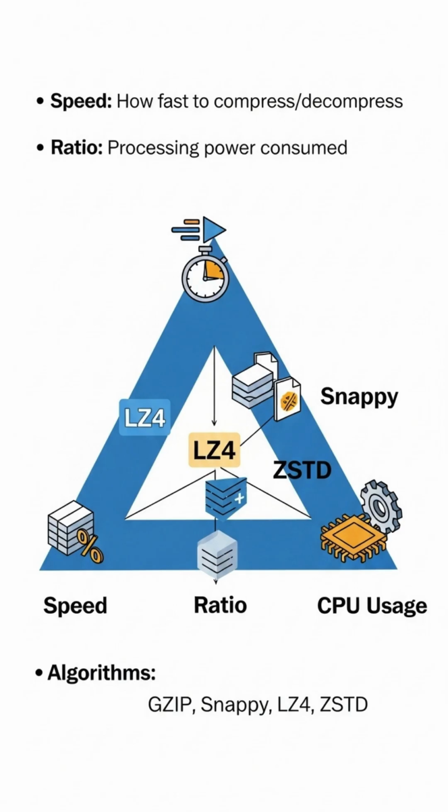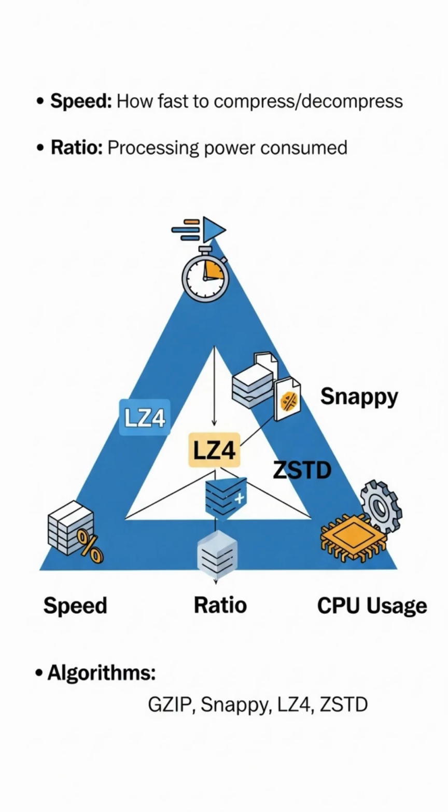And finally, CPU usage. How much processing power does the algorithm consume? Aggressive compression often comes with a higher CPU cost. Understanding this triangle helps us choose the right tool for the job.